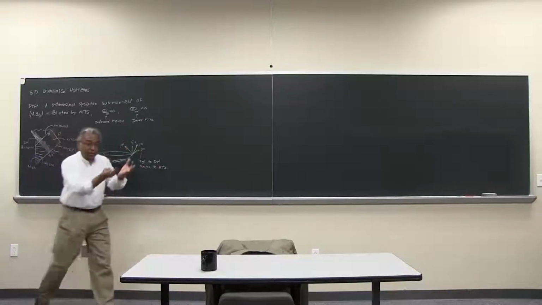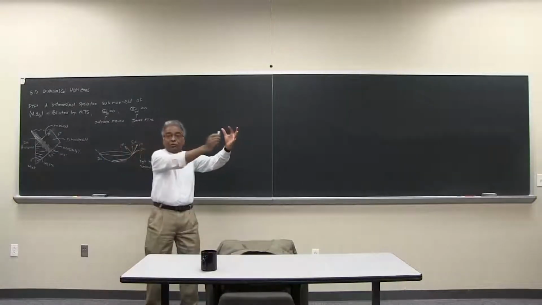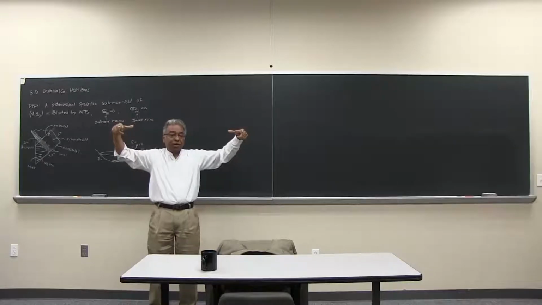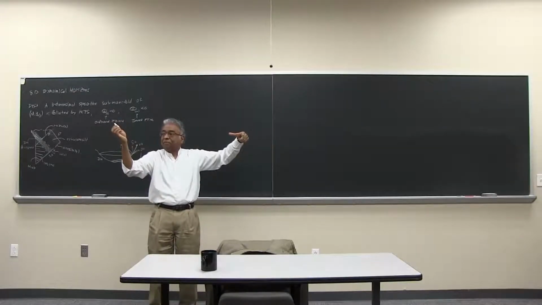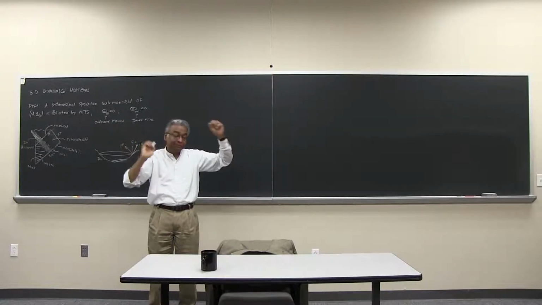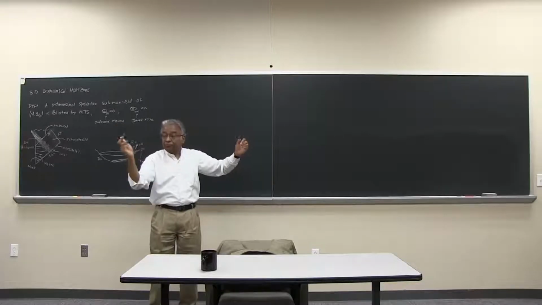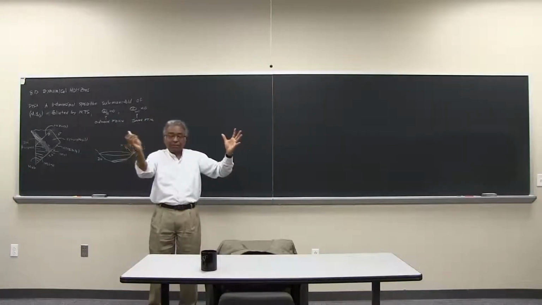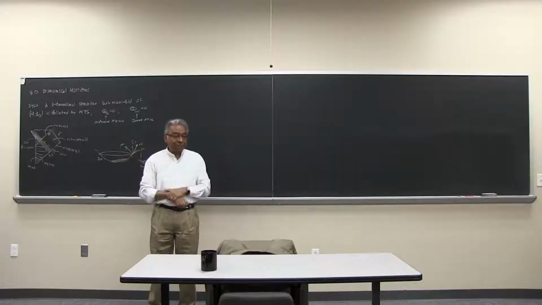Is this clear? So I've got a dynamical horizon. I've got these two spheres, which are all marginally trapped surfaces, and I've got a vector within the dynamical horizon, a space-like vector, which is going to be the normal. It is within the dynamical horizon, but normal to the foliation. Is this clear?